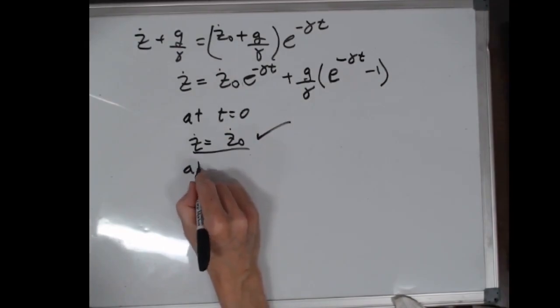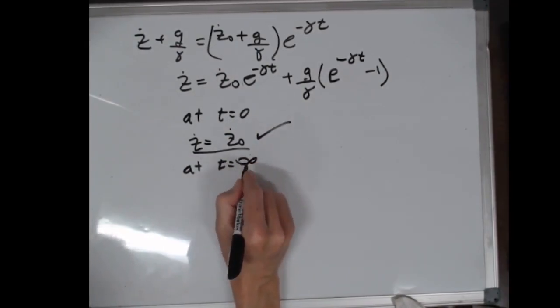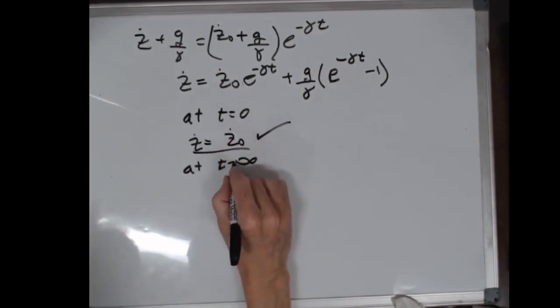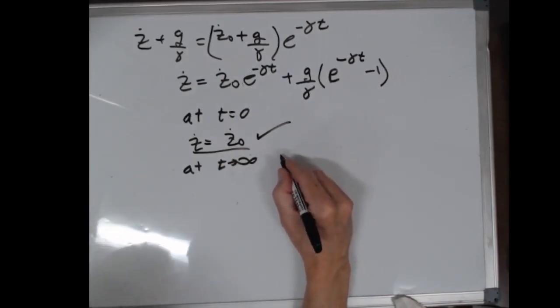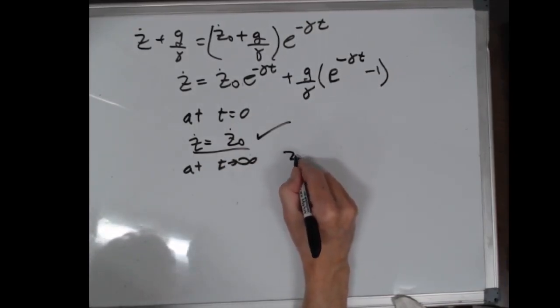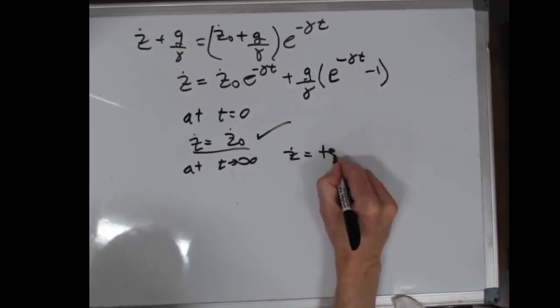And now let's look at t equals infinity, or maybe as t approaches infinity, say, this is z dot equals terminal velocity.